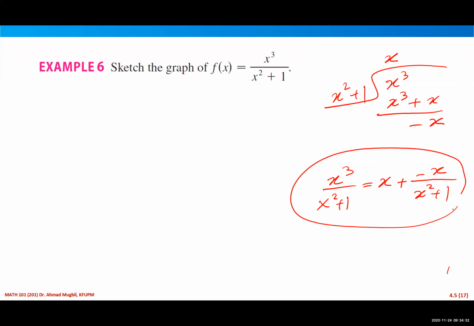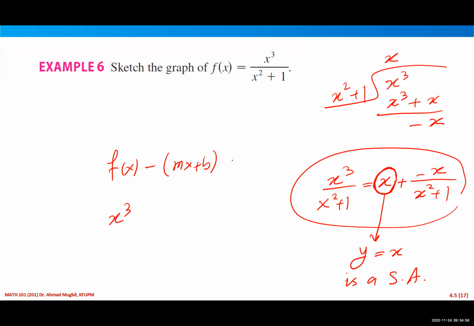Now, where is the slant asymptote, ya shabab? Here it is. It is a line of degree 1. So this one, which is y equals x, is a slant asymptote. How do we make sure that it is really a slant asymptote? Just take x cubed over x squared plus 1, which is the function, and subtract the line. If the limit when x goes to infinity or negative infinity is 0, then it is really a slant asymptote.